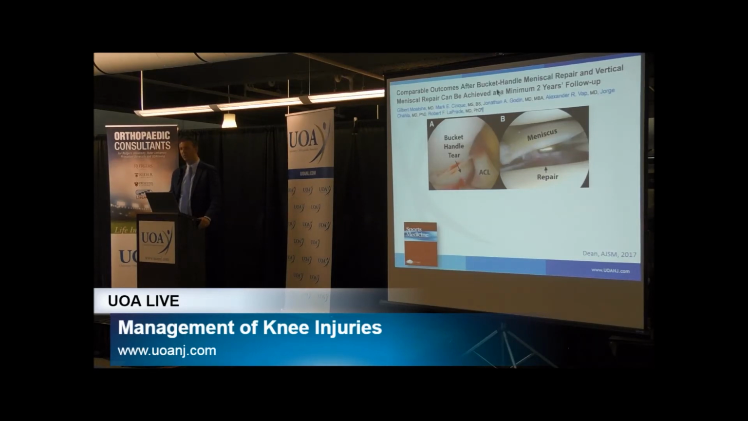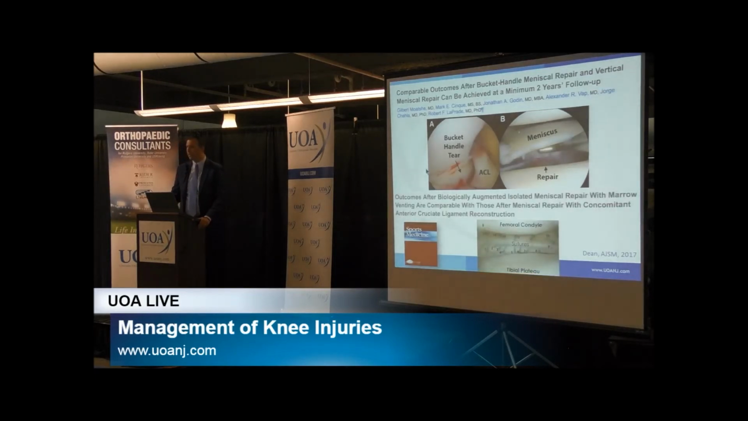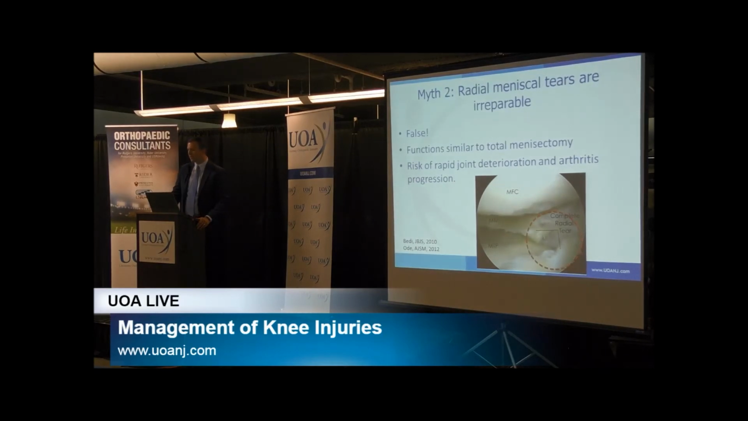These are just a couple of studies that have looked at tears that traditionally we thought were a little more difficult to heal. So bucket handle tears had outcomes the same as vertical tears, the more gold standard repairs, at 2 years. And then if we augment with that microfracture, we can add biologic healing to those meniscus repairs and ultimately increase our meniscus tear healing rates.